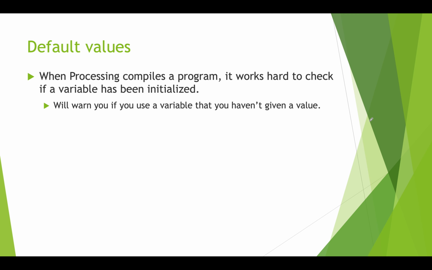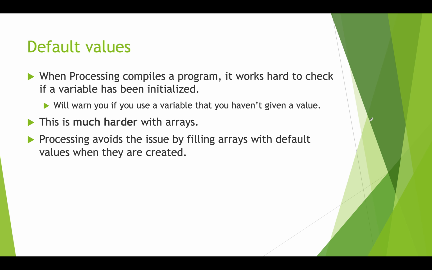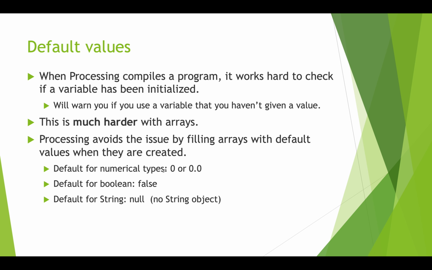One more word about default values. Whenever Processing is compiling a program, it wants to check to make sure variables have been initialized. And you've seen this because you've probably been warned when you're trying to use a variable that you haven't actually given a value to. It's harder to do that with arrays, to know whether or not there's things in every slot. And so by default, Processing will fill arrays with some kind of default value when the array is created. So for numerical types, we're going to fill it with 0 or 0.0. For booleans, we're going to fill it with false. For any string or other objects, we're just going to fill it with null.